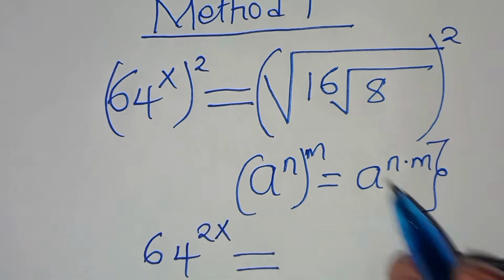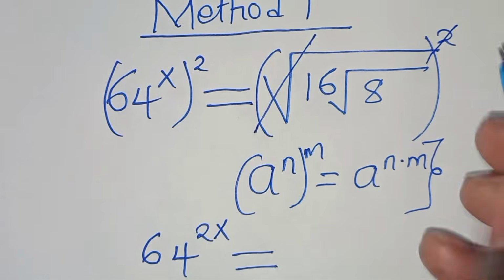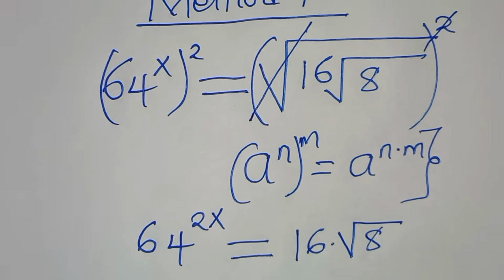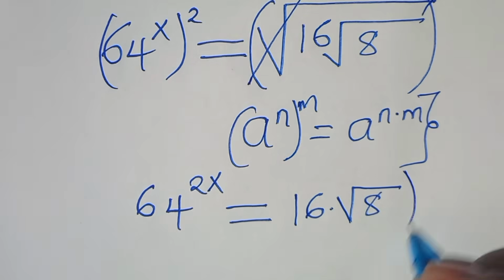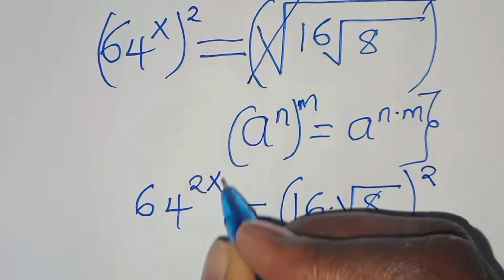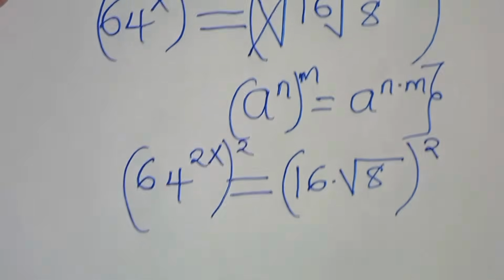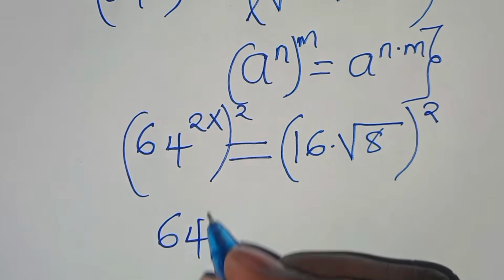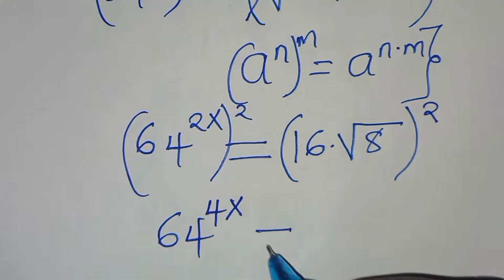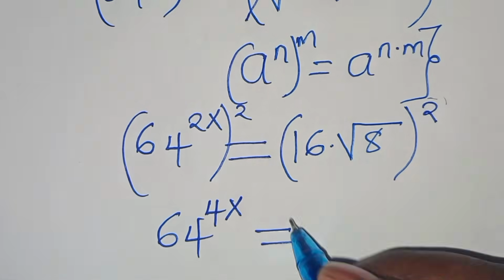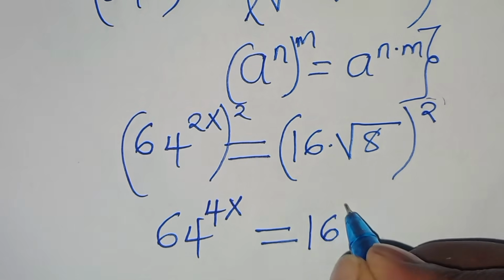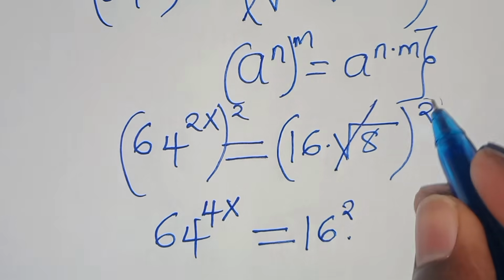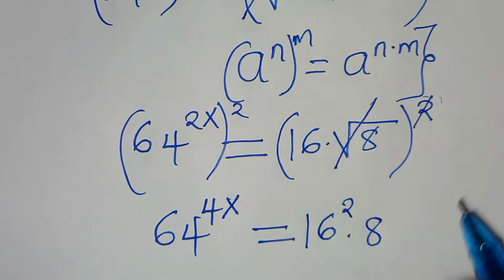This is equal to, now let's eliminate the first square root sign, 16 multiplied by the square root of 8. The next step is again to square both sides. So here we have 64 raised to the power of 2x times 2, so this is 4x, and this is equal to 16 raised to the power of 2. Now let's eliminate the second square root sign, so this is times 8.